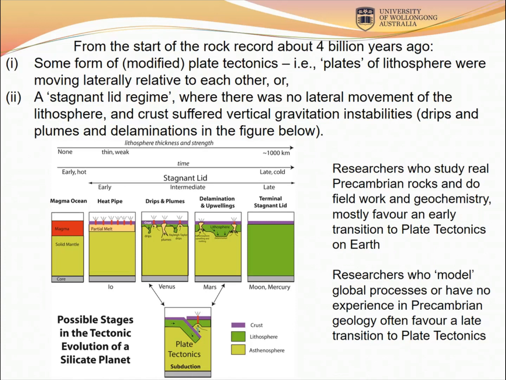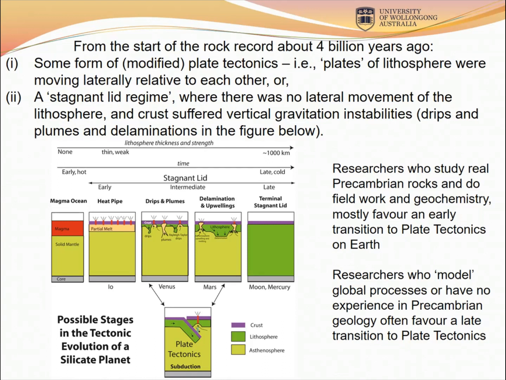When one looks at the other silicate planets and Earth, one can see various stages. For example, it's regarded that Venus and Mars are in some sort of stagnant lid setting. When you look at Earth's moon and Mercury, one is simply looking at what's called a terminal stagnant lid, where there's no activity going on at all. The moon hasn't had any igneous activity for billions of years.